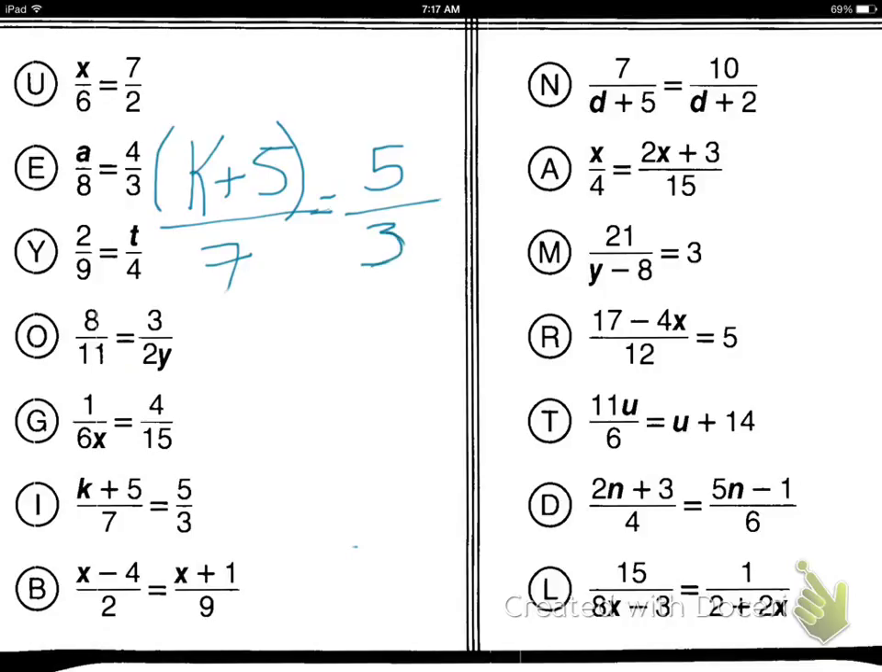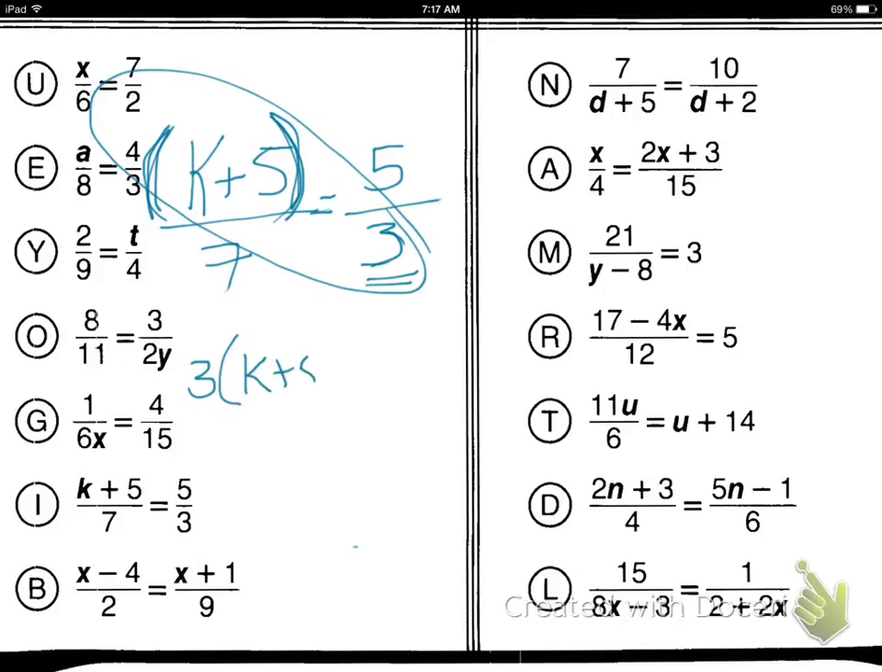Okay, now I'm back to my original problem, which was letter I, k plus 5 over 7 equals 5/3. You see how I put parentheses around that like I told you to. Now I'm going to do what I've always done, which is the cross products. But now when I do cross products, I am going to put the little 3 in front and write the k plus 5, and you see how my parentheses are already there, is equal to 35. That would be the 7 times 5.